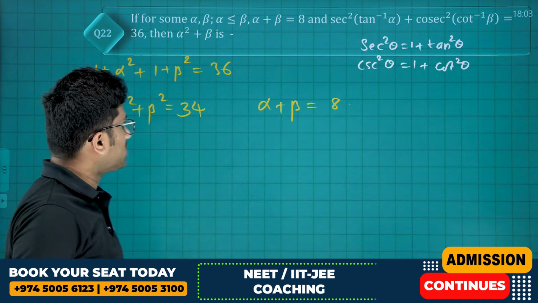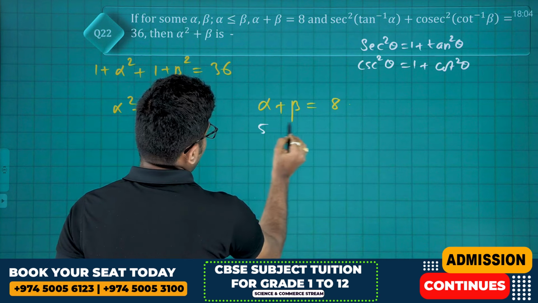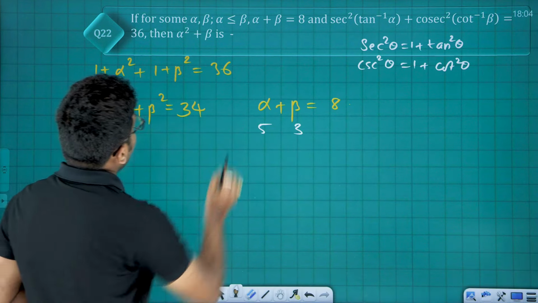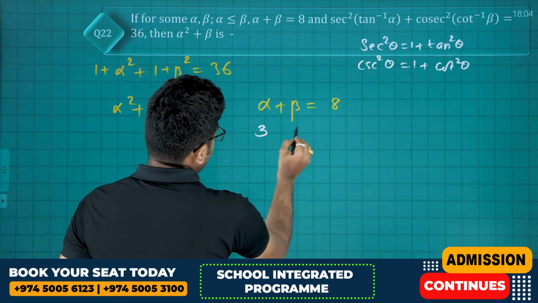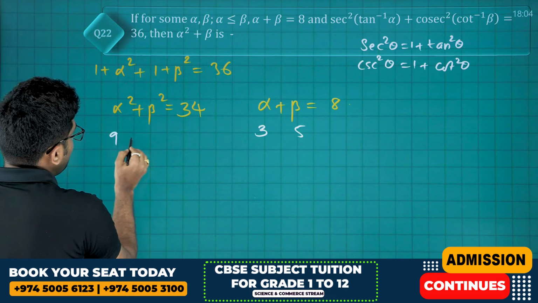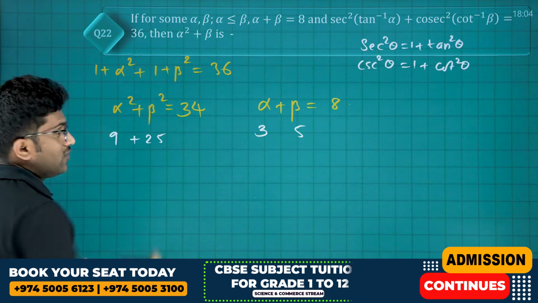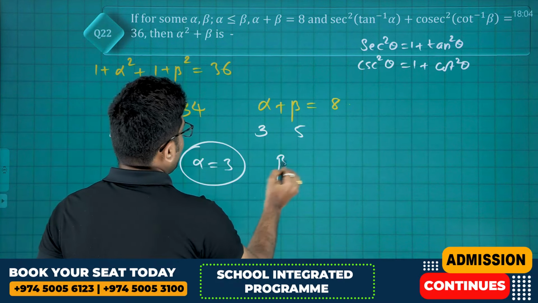25 plus 9. Yes, that's it. Clearly, just by verification, alpha is less than or equal to beta. So this is 3, this is 5. Alpha plus beta, 3 plus 5, is 8. 3 square, 9, plus 25, which is 34. So alpha is equal to 3, beta is equal to 5.